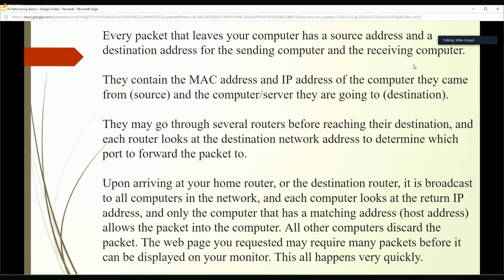Upon arriving at your home router or the destination router, it is broadcast to all computers on the network, and each computer looks at the return IP address, and only the computer that has a matching address, the host address, allows the packet into the computer. All other computers discard the packet. The web page you requested may require many packets before it can be displayed on your monitor. So all of this is happening at a very, very fast pace.